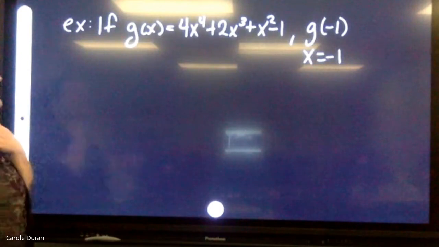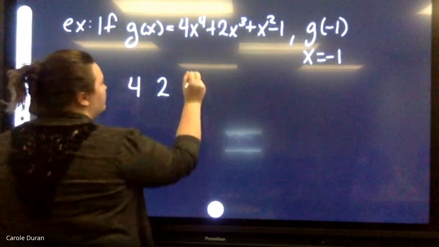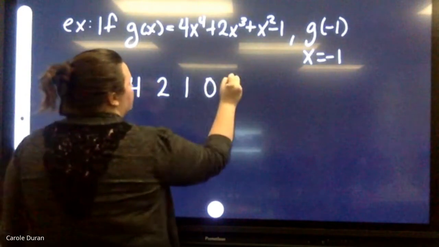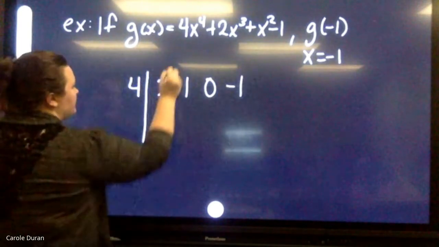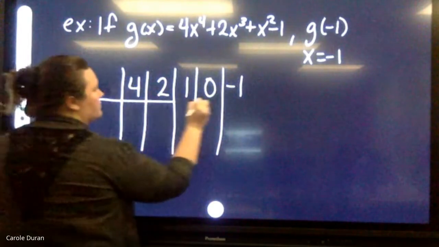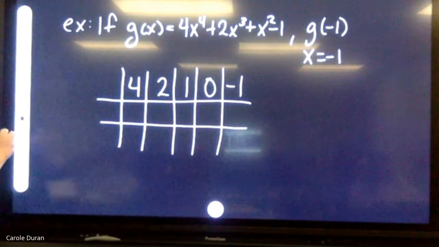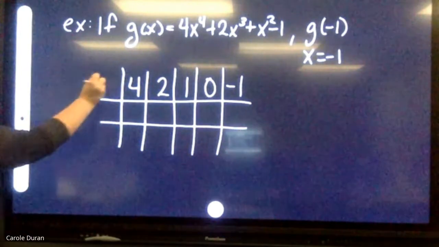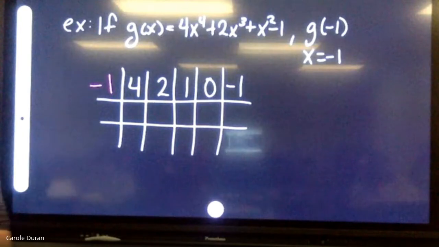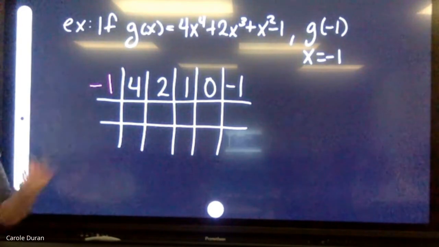So I set up my chart. My first coefficient is 4. Then I have 2, then I have 1, fill in with the 0, and then -1 on the end. I build my chart. And then what number is going to go in that top left corner? -1, because that is the number I'm evaluating at. And then I just go ahead and do my synthetic substitution or synthetic division, whatever you want to call it.